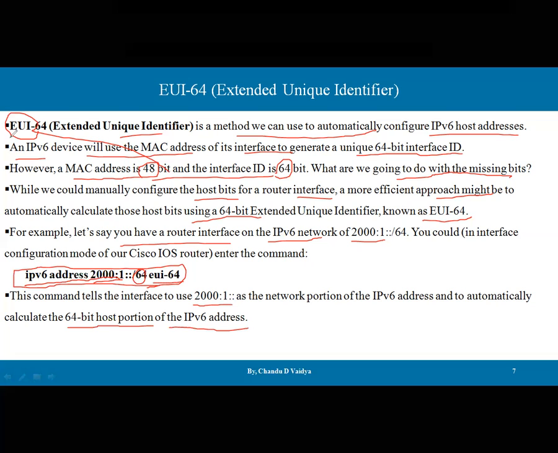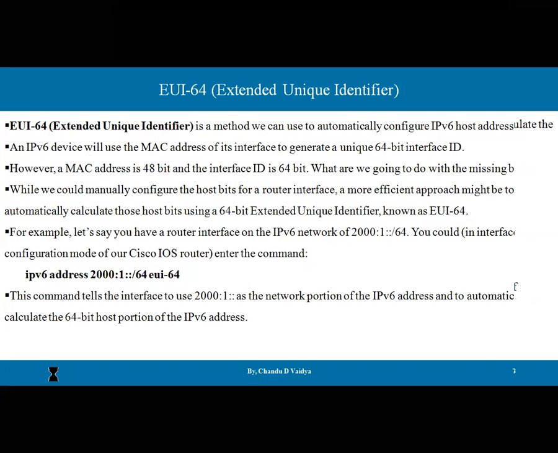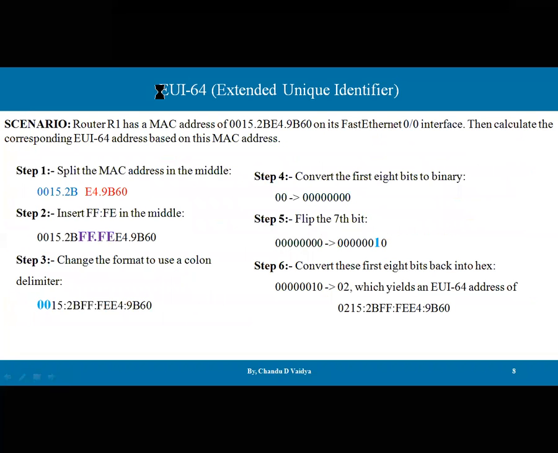So let's see how to calculate this EUI. There is a standard process available, guys, and that standard process is based on the MAC address. So let's take an example of this EUI calculation. Let's consider the scenario where router 1 has a MAC address of, let's say, 0015.2BE4.9B60 on its FastEthernet 0/0 interface. Then calculate the corresponding EUI-64 address based on this MAC address. So what we have been given is the MAC address of that router on the FastEthernet interface.